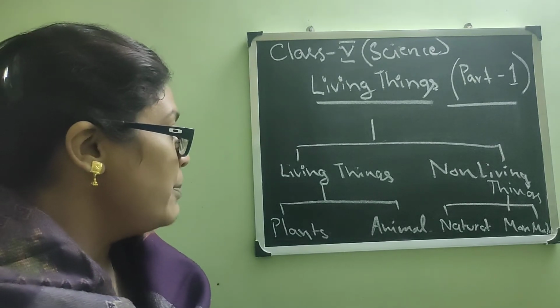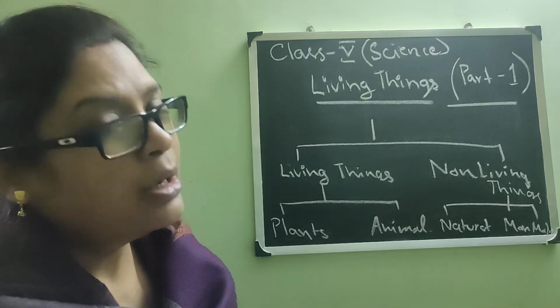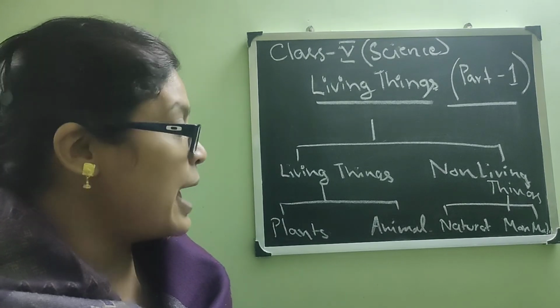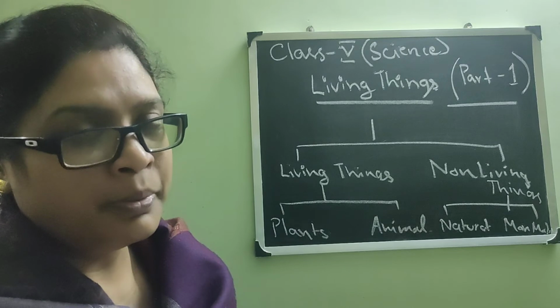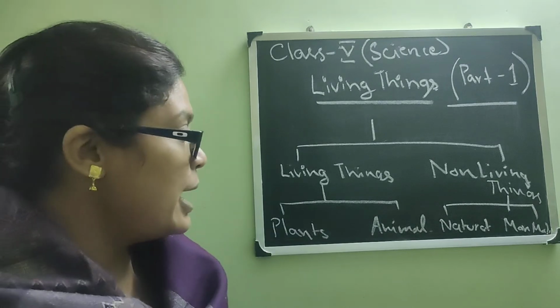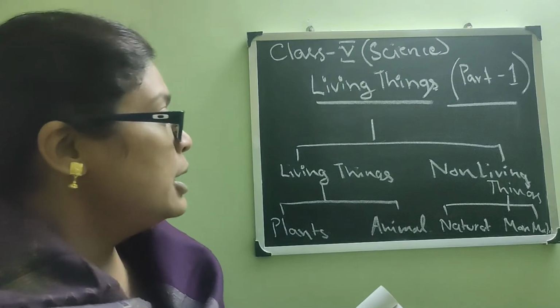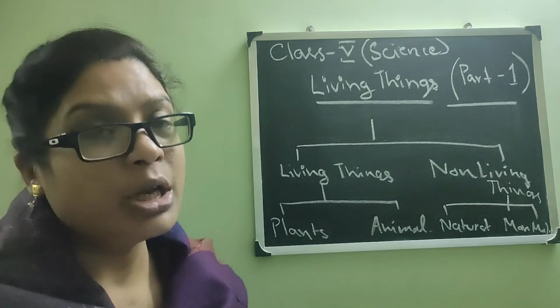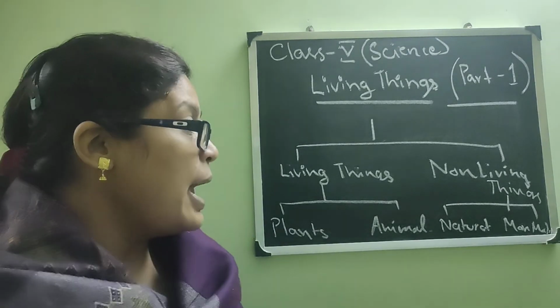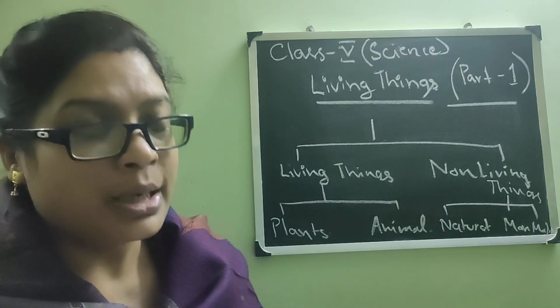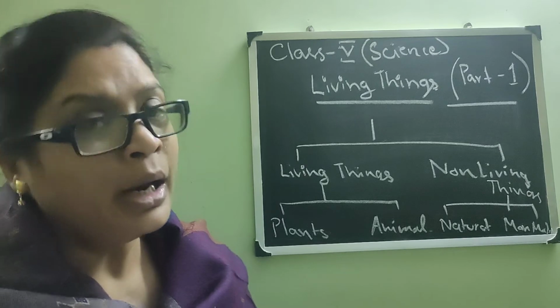Again, living things can be divided into plants and animals. There is no need to explain that plants which we can see and animals which mainly live in forest, and human beings are also categorized as a part of animals. Now non-living things are natural, which we are getting from nature, and man-made, which is made by man. The non-living things, the things which are made by man for their own benefit.